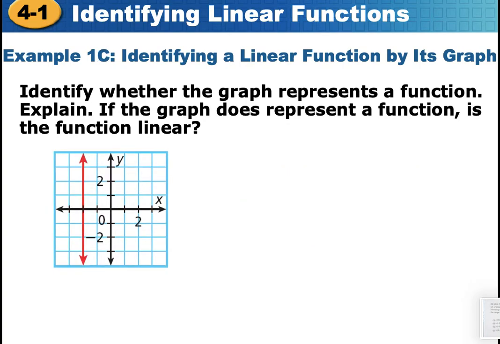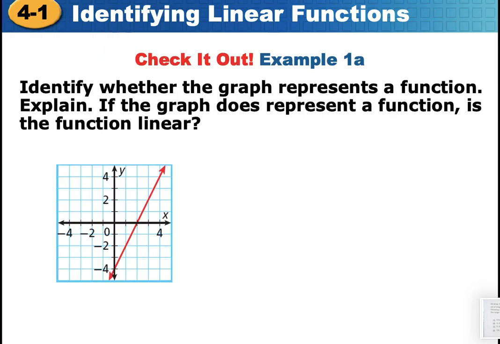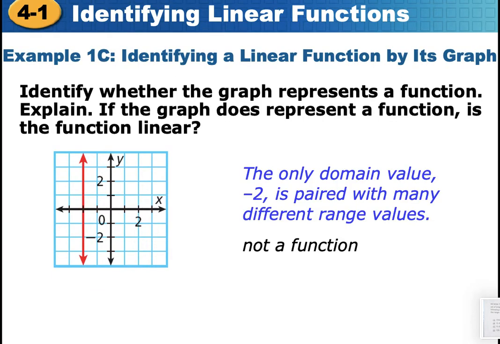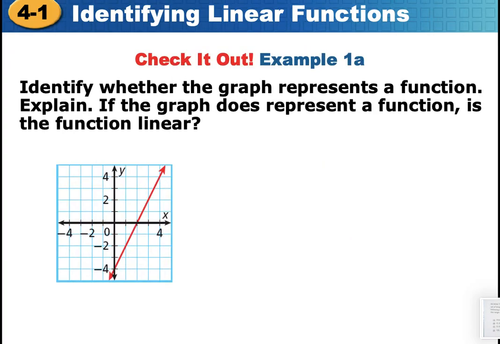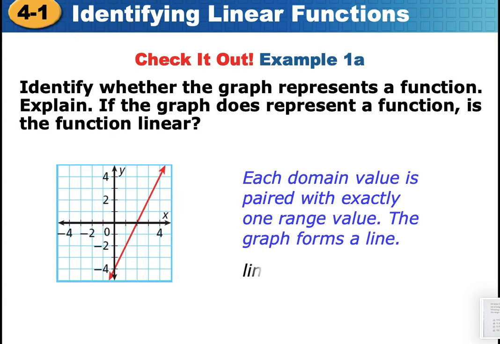Next one. Is this a function that we're looking at? Is it linear? Yes, it's linear. Is it a function, though? No. Why not? Because the input of negative 2 has a lot of outputs. So this isn't a function, but it is linear. It's a line, right? We'll talk a little more about that as we go through this chapter. But straight up and down lines are not functions. So technically, they're not linear functions, but they are linear. All right, and here's the last one. Is this a function? Yes. Is it linear? Yes. So it's both a function and a linear function.